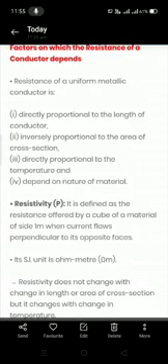Now, factors on which the resistance of a conductor depends. The resistance of a uniform metallic conductor is generally directly proportional to the length of the conductor, inversely proportional to the area of cross section, directly proportional to the temperature, and it also depends on the nature of the material.